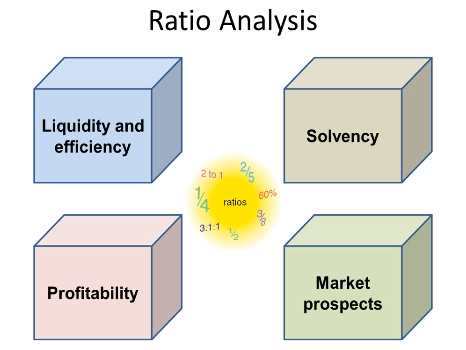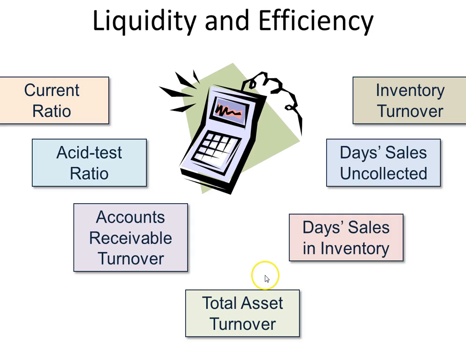And Cambly software does this today. But it's still important to understand the basics of what some of these ratios can do. The first one is liquidity and efficiency. And we'll have a variety of ratios here. And I think maybe the most important ones to learn right away are these first two, the current ratio and the acid test ratio.